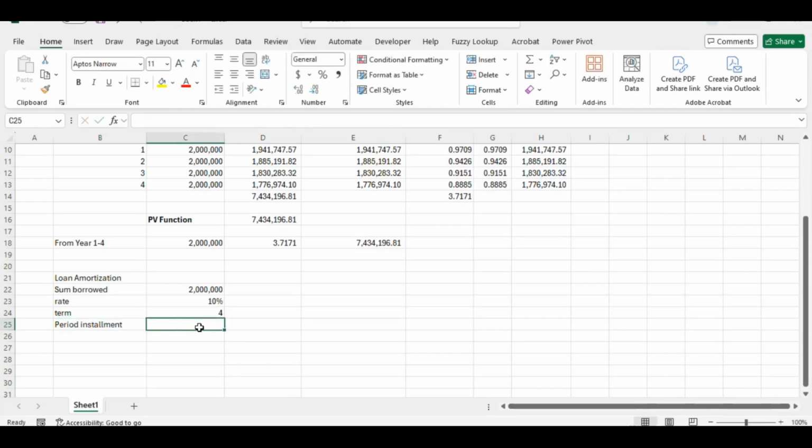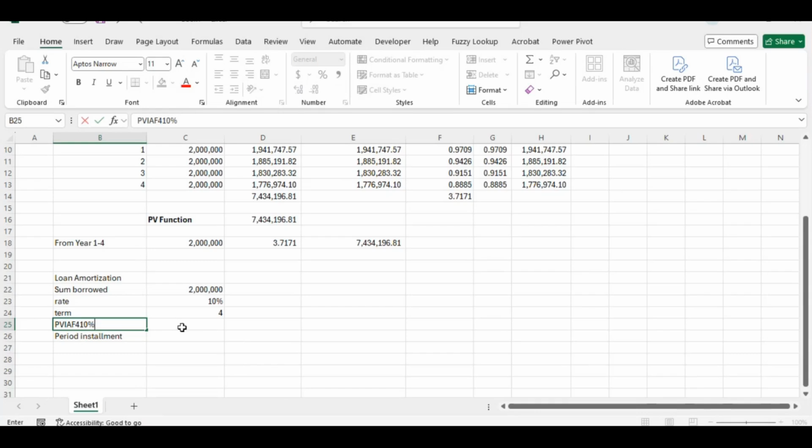So if you want to get the periodic installment on the loan, let's start by computing it manually. Taking the present sum borrowed, we divide by the present value interest annuity factor for 4 years using a rate of 10%. So there are two ways you can go about this. The first way is that we already know the sum borrowed, which is 2 million. So what we need is the present value interest annuity factor for 4 years using a rate of 10%.